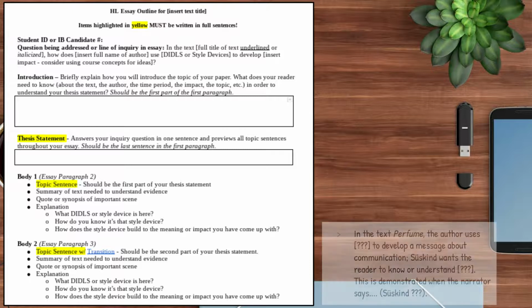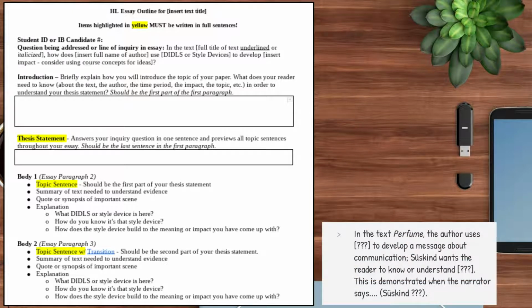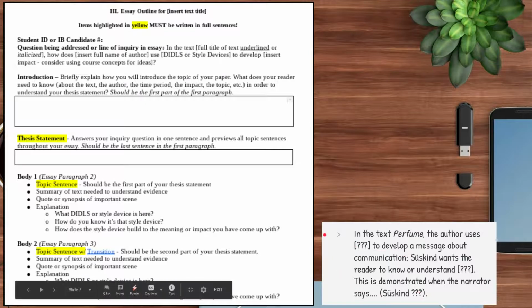Okay. Again, after you've done that, you have to find that third piece of evidence. I've just got question marks or blanks in here. So this could be diction, imagery, details, language, or syntax. You have to figure out what is that message about communication he's trying to convey, and then where is that quote going to come from, what page number.